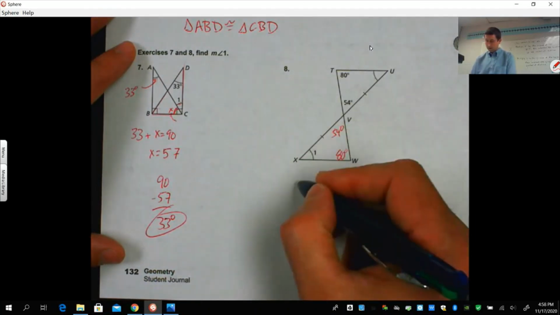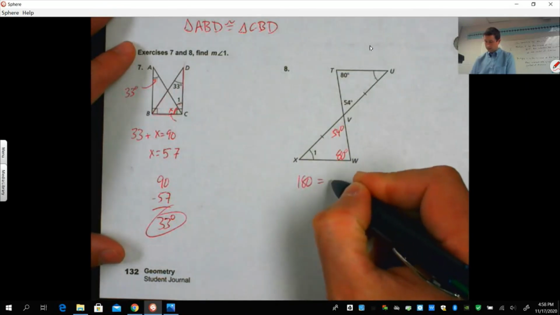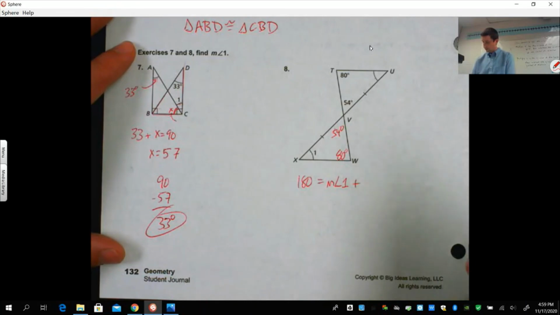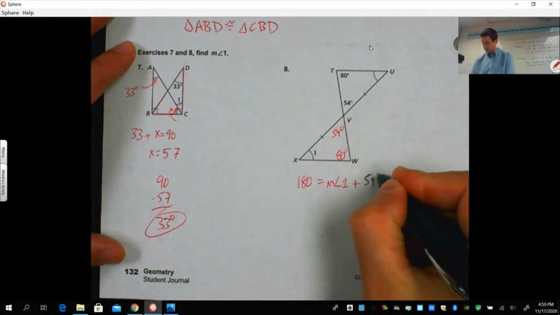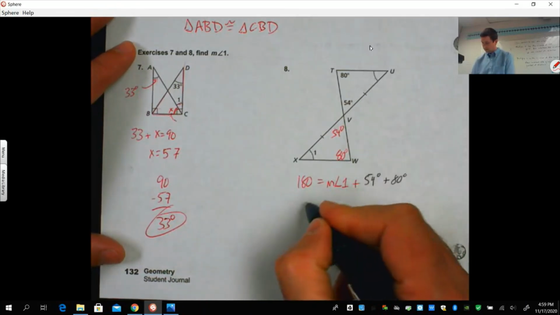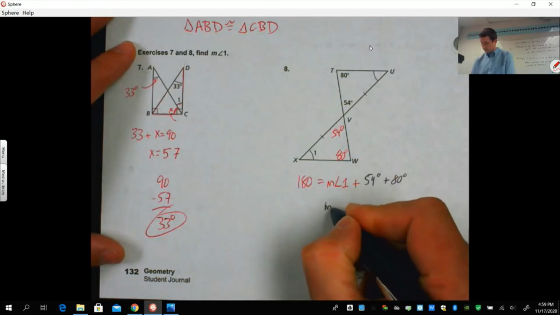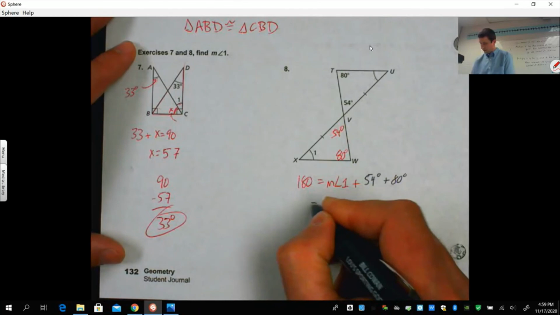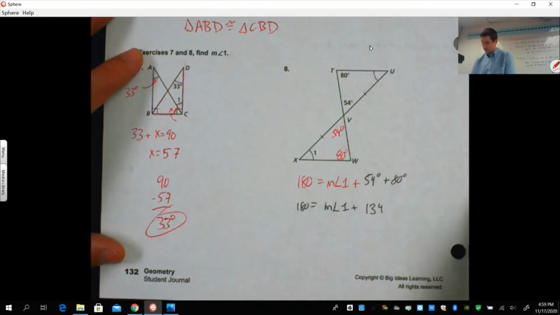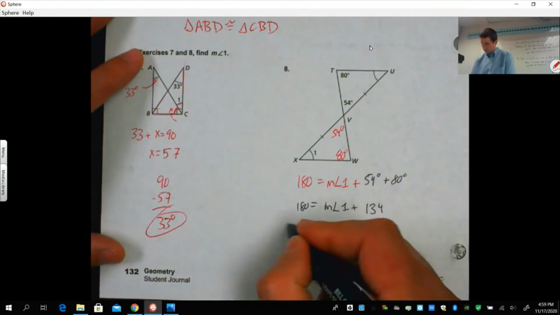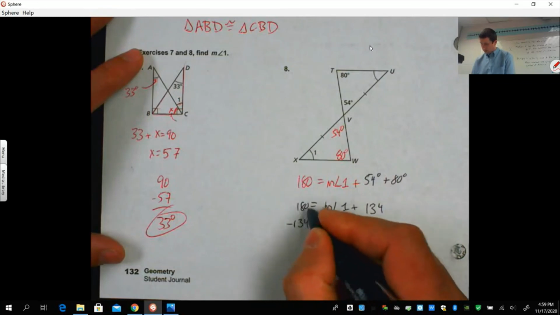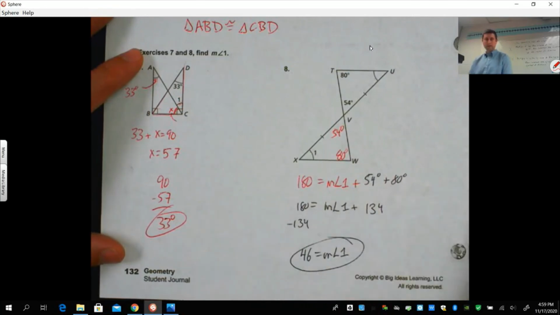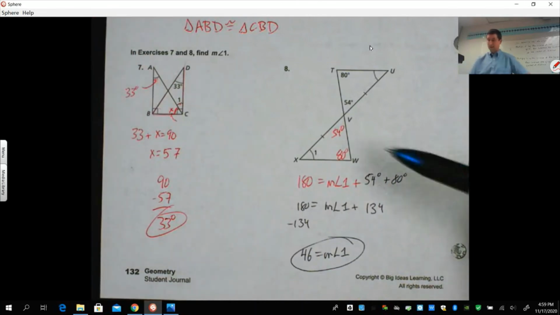So we can take 180 has to equal the measure of angle 1. Let me get a darker color for you. Plus 54 degrees plus 80 degrees. So measure of angle 1 plus 134 equals 180. Minus the 134, and you get 46 degrees equals the measure of angle 1. So it would be 46 degrees. Okay, so that's how you're using those theorems.